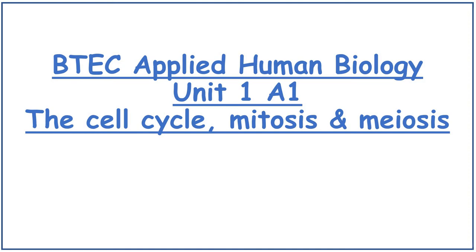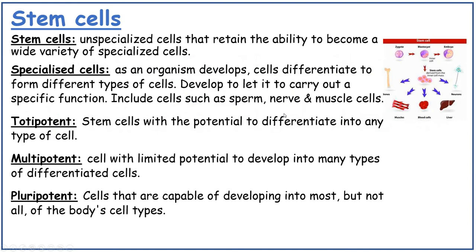BTEC Applied Human Biology, Unit 1, A1: the cell cycle, mitosis and meiosis. Stem cells. Stem cells are unspecialised cells that retain the ability to become a wide variety of specialised cells. Specialised cells: as an organism develops, cells differentiate to form different types of cells. They develop to let it carry out a specific function. They include cells such as sperm, nerve and muscle cells.